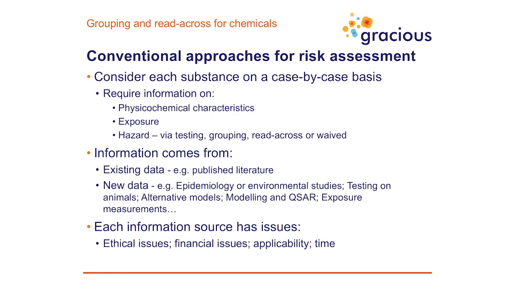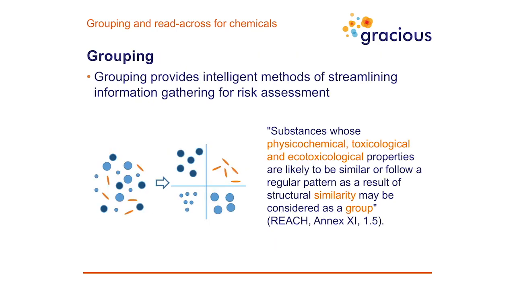The problem is that each information source often has issues. There can be ethical issues with the animal models used in testing. There can be financial issues due to the costs of testing. Sometimes, for the data that's generated or available, there are questions about its applicability for risk assessment. And of course, there's the time taken to conduct all of the activities required for a case-by-case assessment. And this is why alternative approaches such as grouping have been proposed.